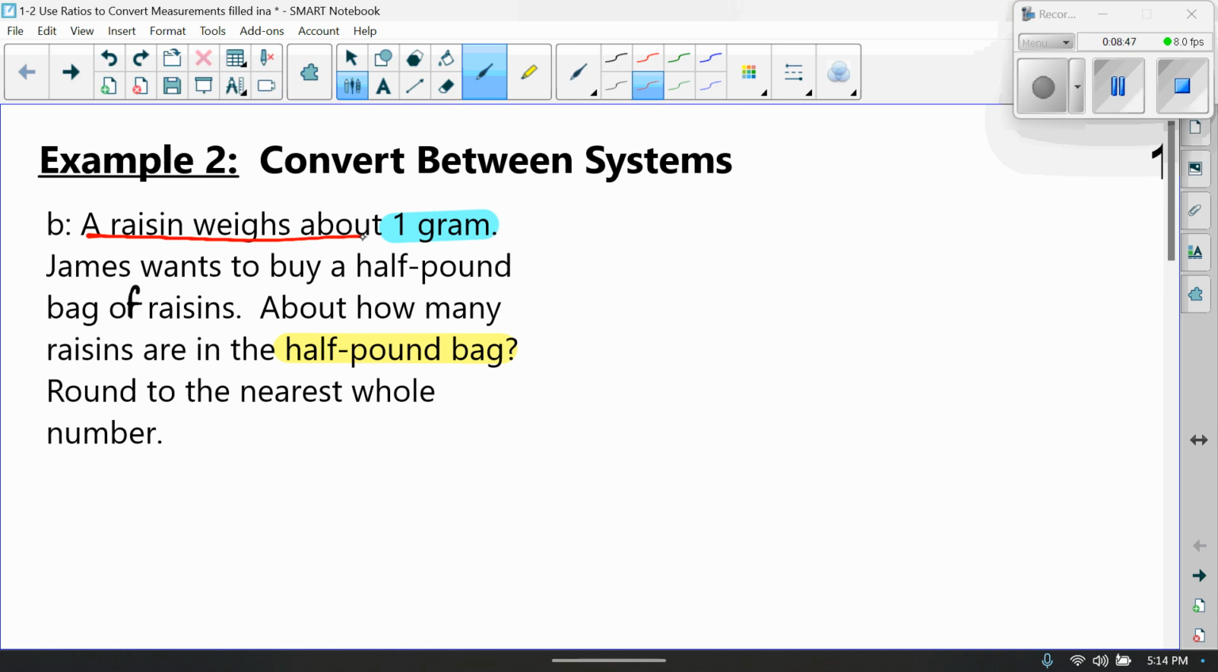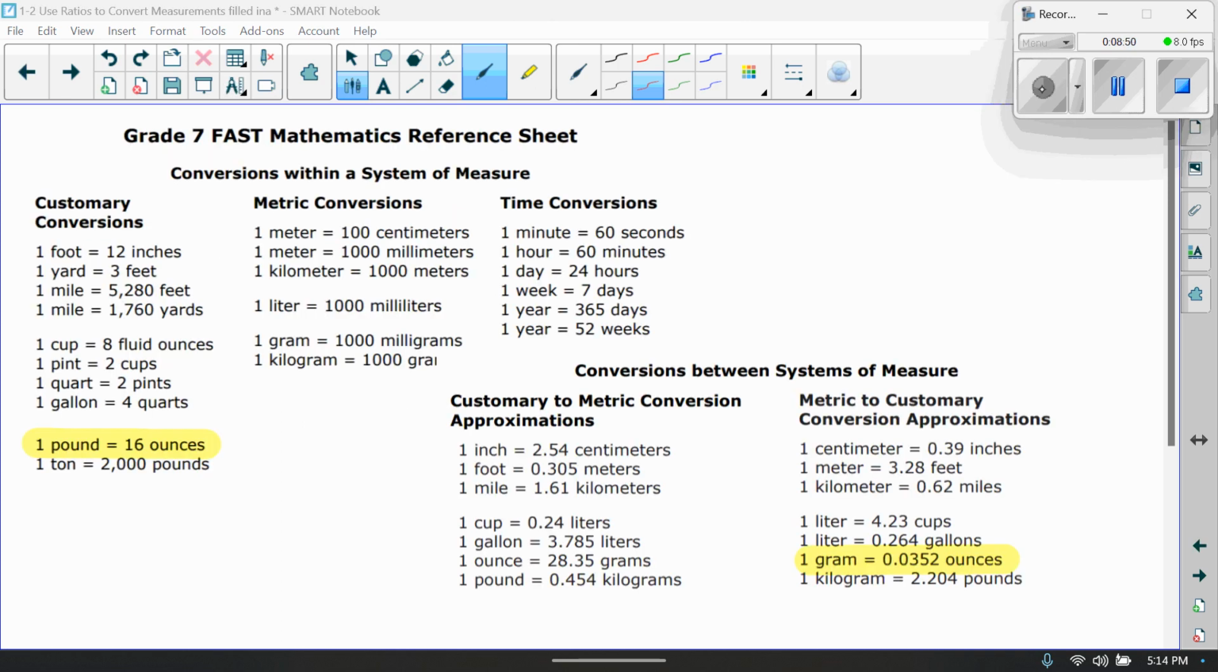So we need to look at our conversion chart. Now, on the conversion chart, we don't have something that goes directly from pounds to grams. But we can go from pounds to ounces, and then we can go from ounces to grams. So let's write those conversions down.